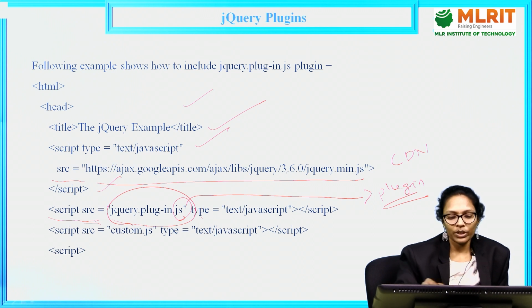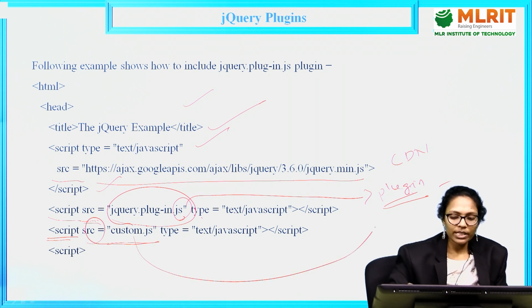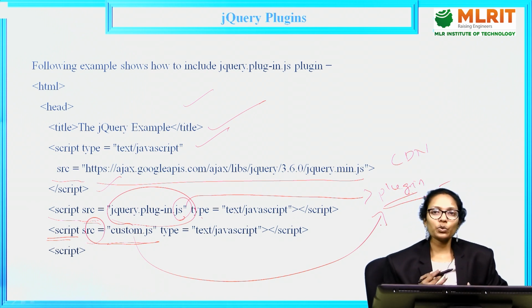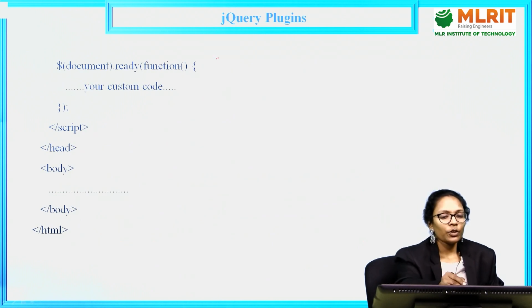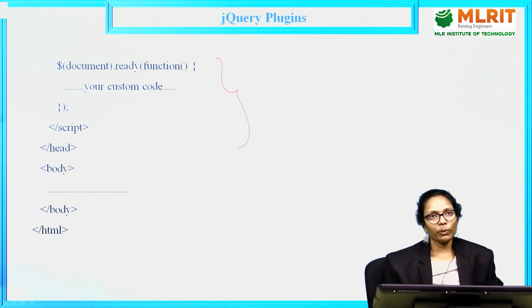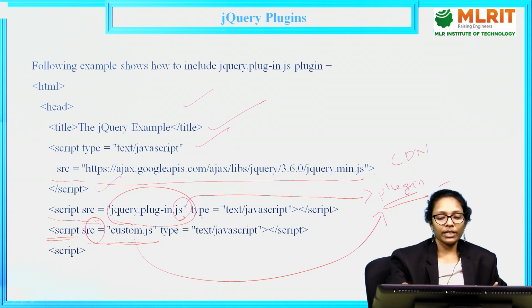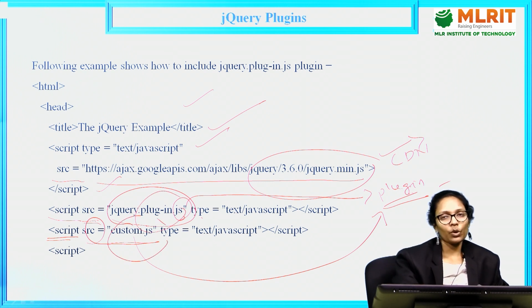Whatever functions this plugin contains, I want to use in my program, so I include this script. In the same way, I include one more script whose source is custom.js, which is another plugin. Here you include multiple plugins and use the functions of those plugins. You can write your custom code here just like normal programs, whenever your document is ready. The functions may be available in the CDN library you have provided, or in the plugins you have provided.